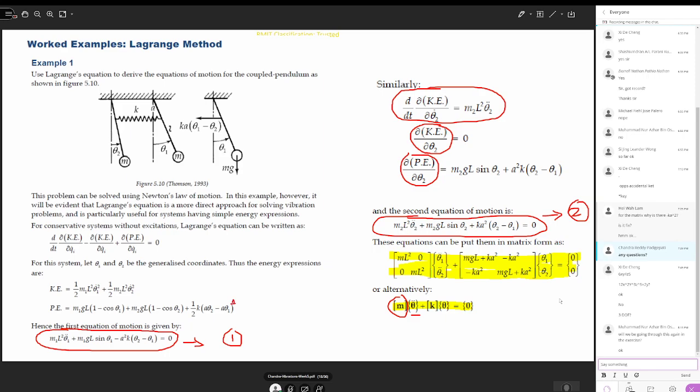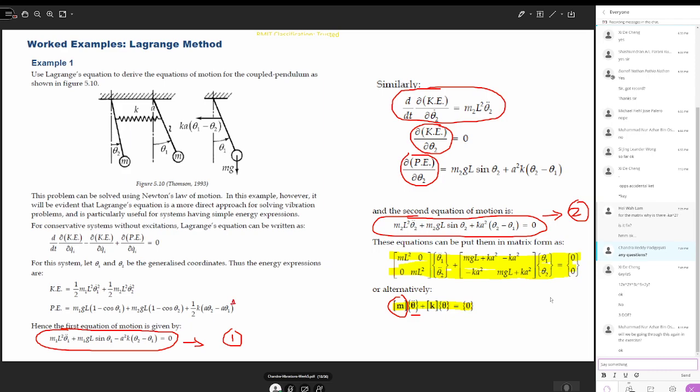Then the stiffness matrix will have mgl. Here m1 and m2 are equal to m, so we are not using 1 and 2. So you can write the stiffness matrix like this, multiplied by the angular displacement matrix. This one you can compare with your Newton's method. So both the equations are identical.